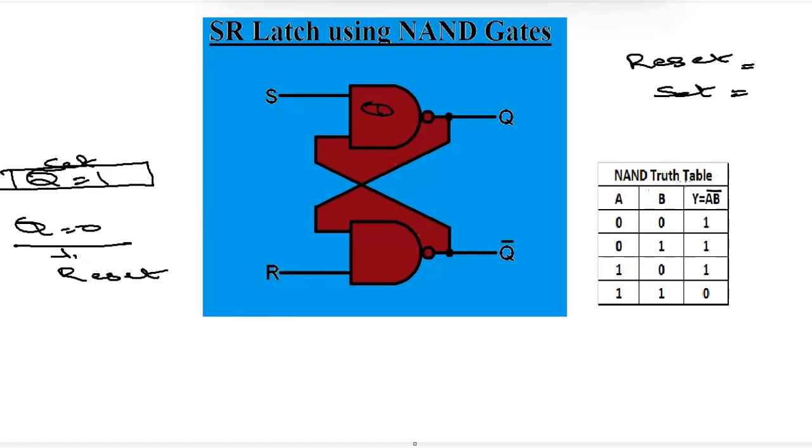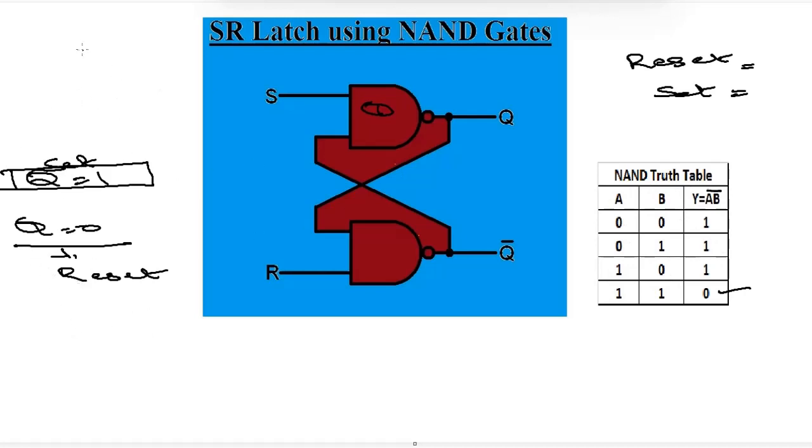Now just recall the NAND gate truth table. Here the NAND gate inputs are A and B. The expression for the NAND gate is Y equal to (AB) whole complement. If A is 0, B is 0, then the output will be 1. If A is 0, B is 1, then the output will be 1. If A is 1, B is 0, then the output will be 1. If both are 1, A is 1, B is 1, then the output will be 0. By using this NAND gate, we can derive the SR latch values.